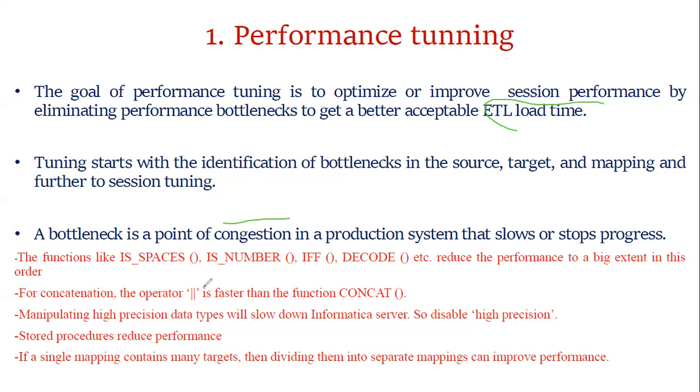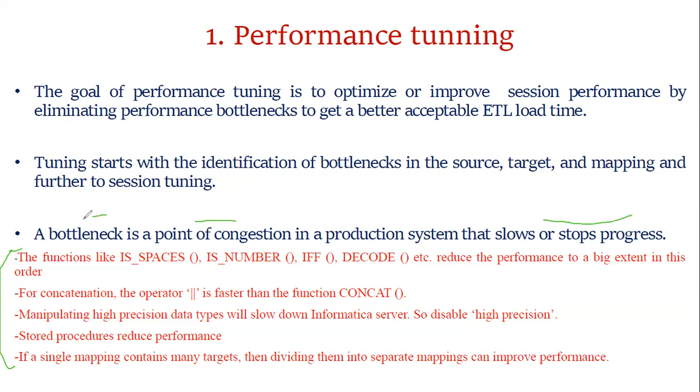Now, in the case of Informatica, a bottleneck can be present at various points, like at the mapping level, at the session level, at the transformation level. Here I have mentioned some examples of bottlenecks. I already explained what a bottleneck means: something which is blocking the particular mapping or session, because of which your ETL load time is increasing. A bottleneck is a point of congestion in a production system that slows or stops the progress of your mapping, session or workflow.